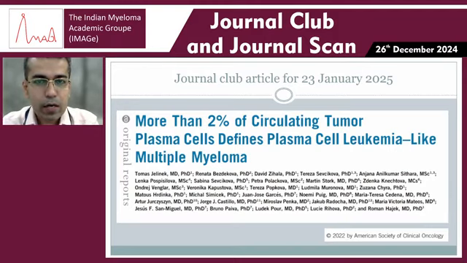The Journal Club article for next month is "More than 2% circulating tumor plasma cells define plasma cell leukemia-like multiple myeloma," again published from the Spanish group. This journal club will be presented by the Hematopathology Department team, ACTREC TMC, by Dr. Prashant Tembre sir and his team.